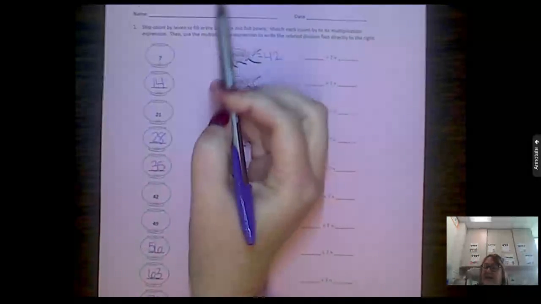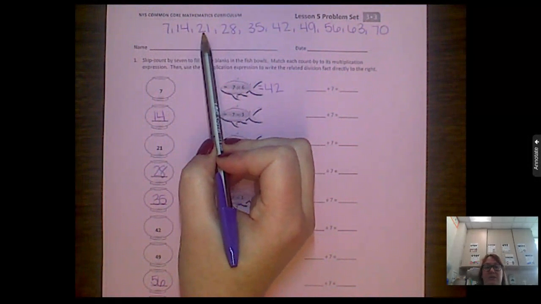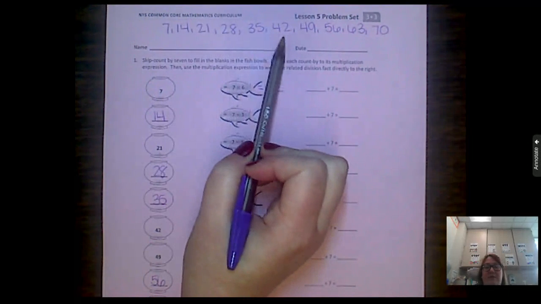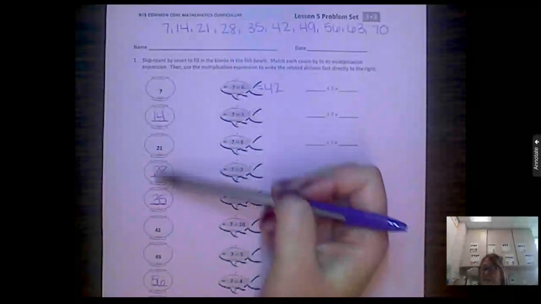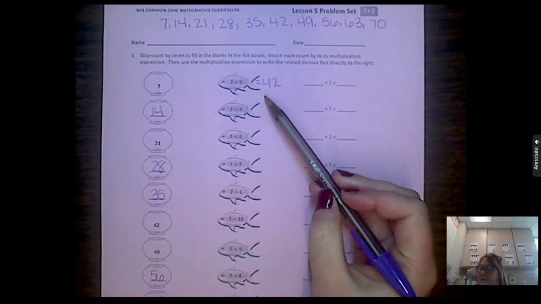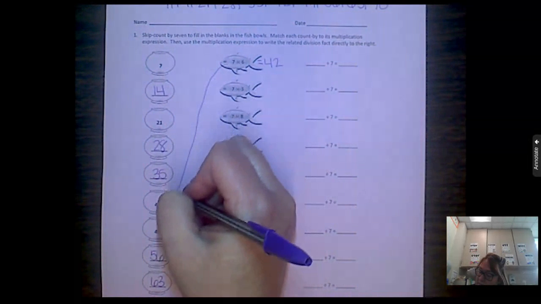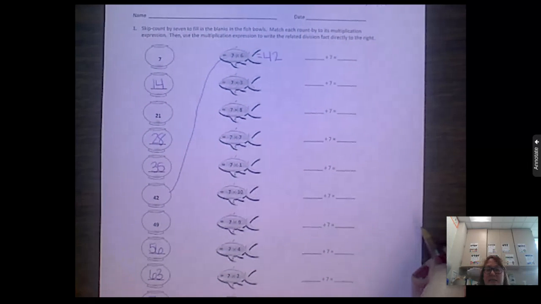And again, you can use your count by. So 7, 14, 21, 28, 35, 42, right? If we did our 6 times. So we can use that, and we've got the same thing down the side here. So whatever you want to use. So 7 times 6 equals 42. So glub, glub, glub. Take that fish to his tank. He's got to go home.